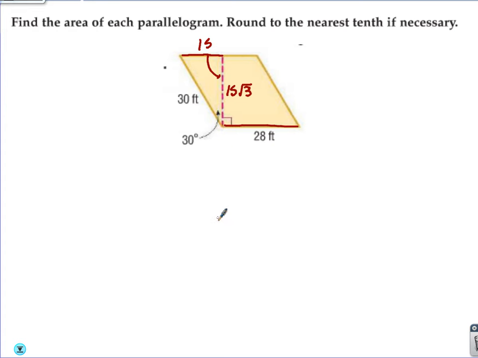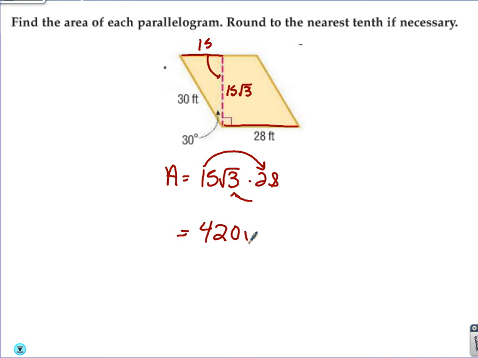Your base is 28. So to find the area, you're going to do 15 root 3 times 28. You can't multiply 15 times root 3, you can't multiply 28 times root 3, but you can multiply 15 times 28. And when you do, type that in for me, Matt. Tell me what you get. So 420 root 3. I like that answer.